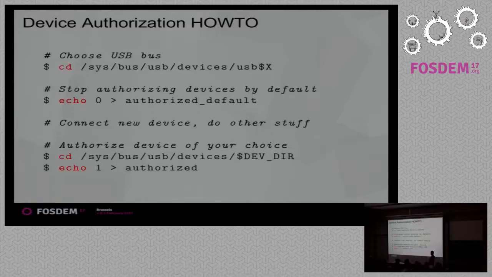How does it work under the hood? Well, you go to the directory which represents your USB host controller. You say that, okay, by default, all USB devices are unauthorized. I will do this by myself. When I check this device, I will decide if I would like to use it or not. Then you go to the directory of this particular device and simply authorize it. When you authorize your device, the kernel will choose the configuration, create interfaces, and probe drivers for them.